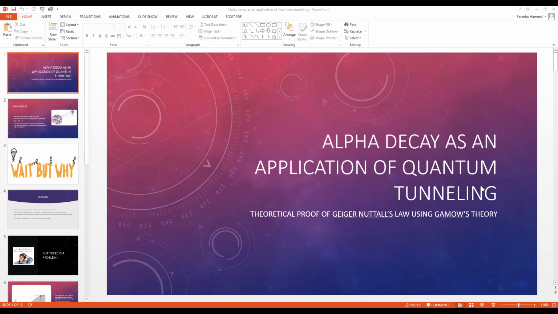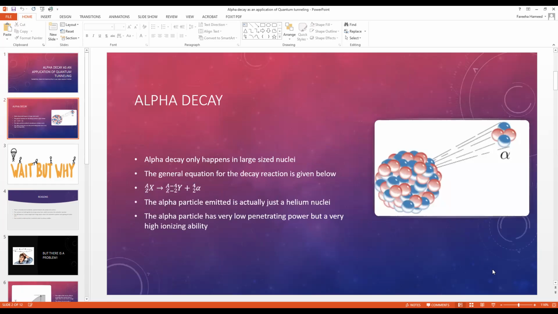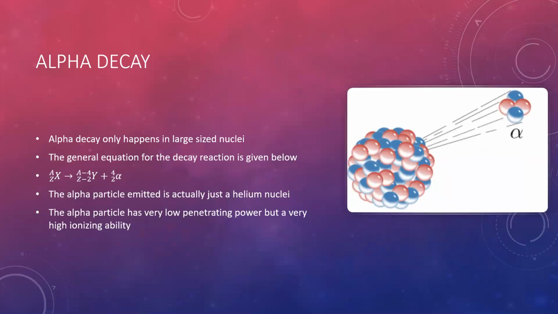Now, what is alpha decay? In order to dig into the details, we will have to look into the superficial knowledge first. Alpha decay is a kind of spontaneous nuclear reaction in which a large-sized nucleus disintegrates into a daughter nucleus while emitting a particle that scientists at first termed an alpha particle. Those alpha particles later on turned out to be regular helium nuclei.